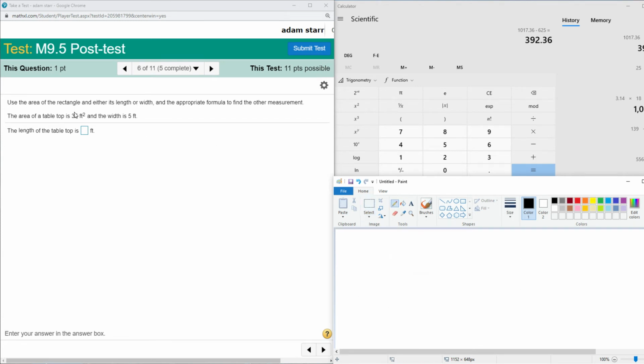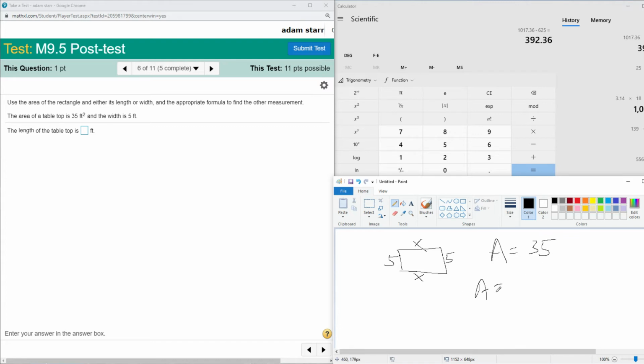Use the area of the rectangle and either its length or width, and the appropriate formula, to find the other measurement. So we're talking about a rectangle again. The area of a tabletop is 35 square feet and the width is 5 feet. So we have a rectangle. I know that my width is 5, so this and this are 5. I do not know my length, so I'm going to call it x. And I know my area is 35 square feet.